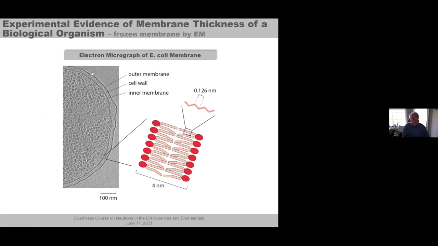So because this is the best we had, really, an electron micrograph of an E. coli that was stained and it's dead. And that's okay. That gives you a good idea. There's nothing wrong with it. But this was the state of affairs until recently.